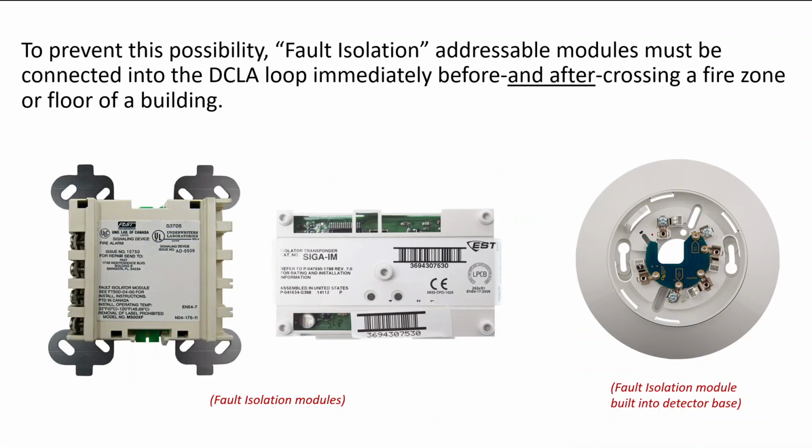To prevent this possibility, fault isolation addressable modules must be connected into the DCLA loop immediately before and after crossing a fire zone or floor of a building. Sometimes these are independent isolation modules in their own box, and other times these are built into the base of a detector.